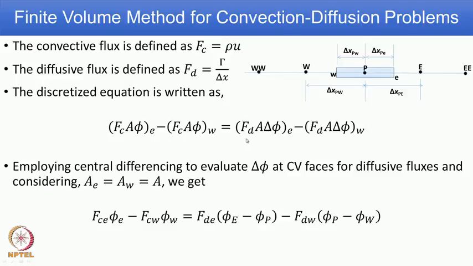all the area terms from this equation will get cancelled. So, you get finally the expression as shown here: F_C evaluated at the east face, phi evaluated at the east face, minus F_C evaluated at the west face, phi evaluated at the west face, equal to, we followed central differentiation type of approximation and we already defined F_D as gamma by delta x. So, the corresponding delta x term goes there. So, we get the final form as shown here.